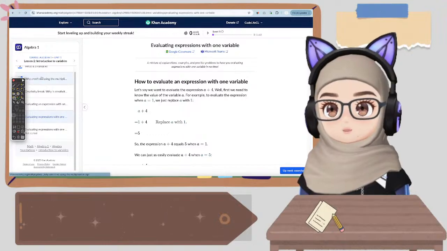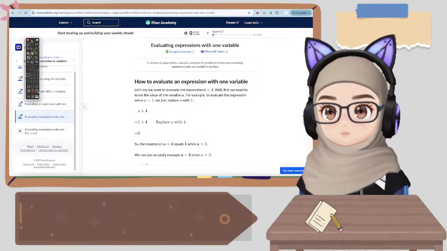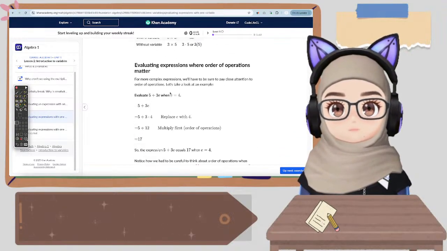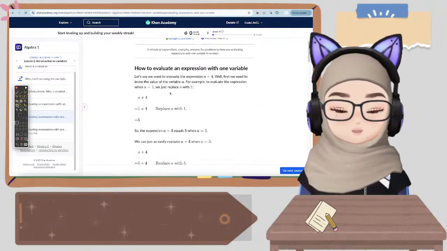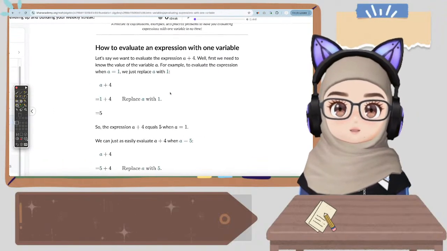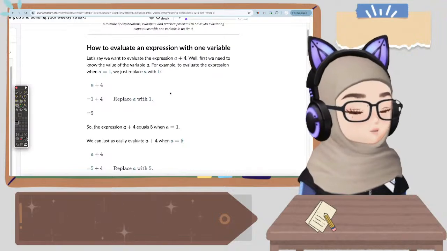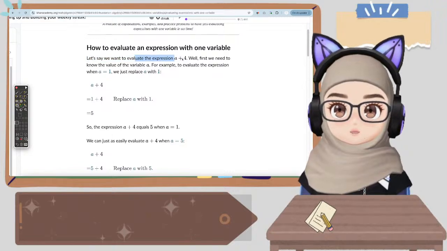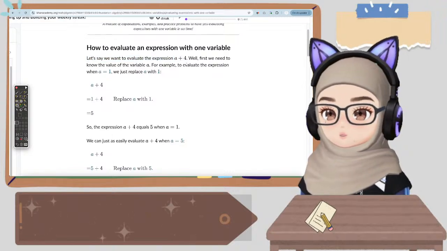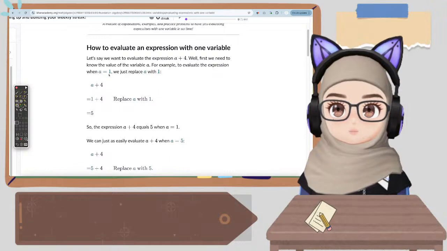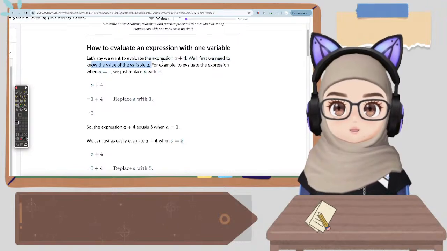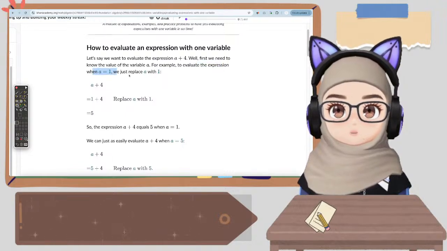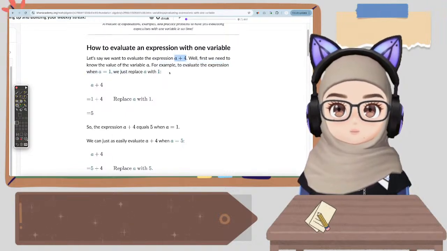Oh, are we at a question already? Yay! Let's try and do something about it. Okay. Let's read through it. Nice. How to evaluate an expression with one variable. Let's say we want to evaluate the expression a plus 4. Well, first we need to know the value of a. For example, to evaluate the expression when a is 1, we just replace a with 1, which becomes 5, right? Yep.